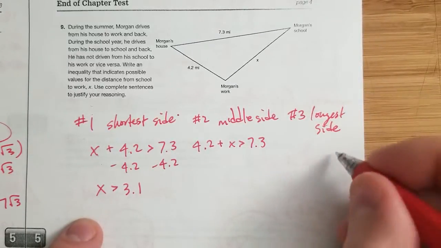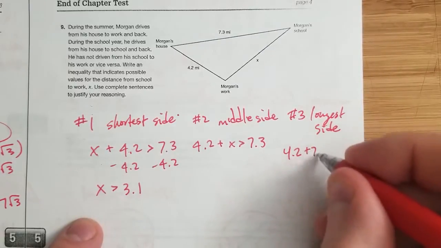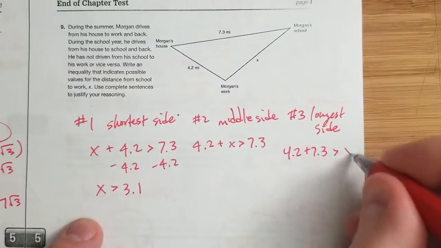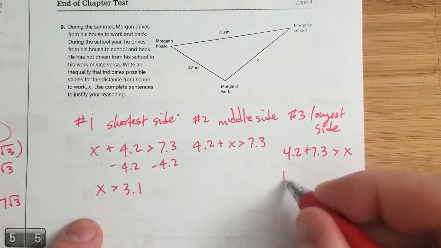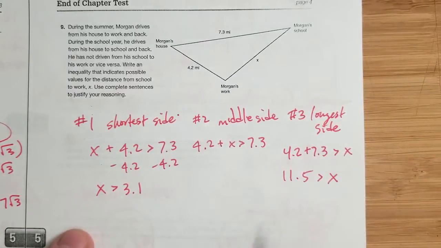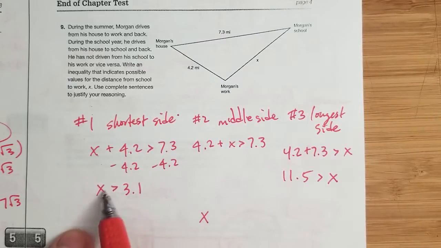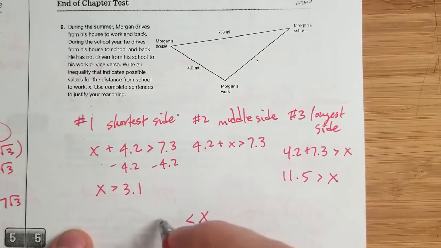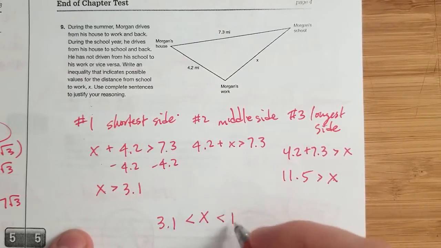And in this case, we'd put 4.2 plus 7.3 has to be greater than x. So now here we would add these together. So 11.5 has to be greater than x, which means that if we combine these two inequalities, this means that x has to be greater than 3.1 and it has to be less than 11.5.